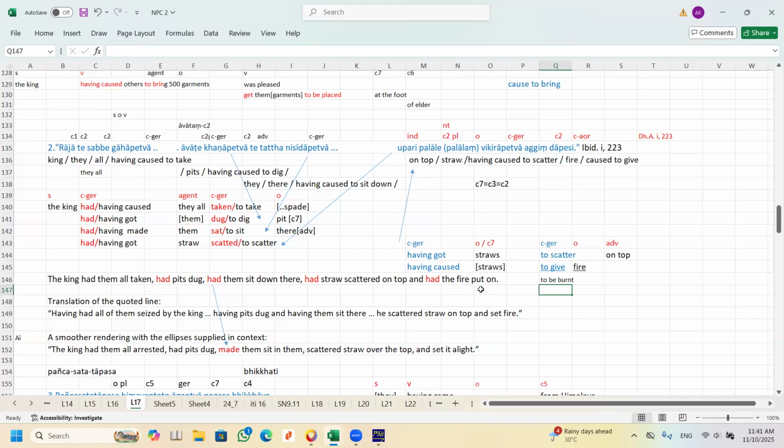So you cannot get exactly one for each type of translation, right? Because this line can be represented by this. "To be burned" is good enough. So "scatter on top", it should be on top of the pit. Technically, it should be understood because the action there is in front.